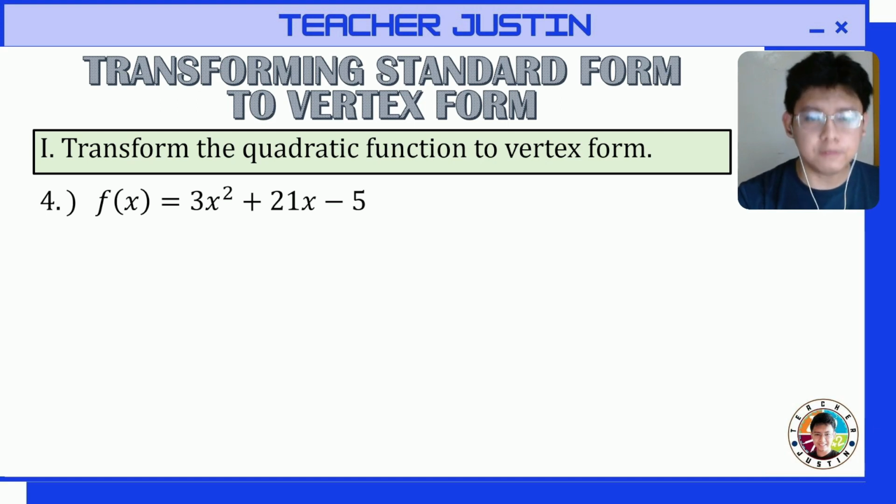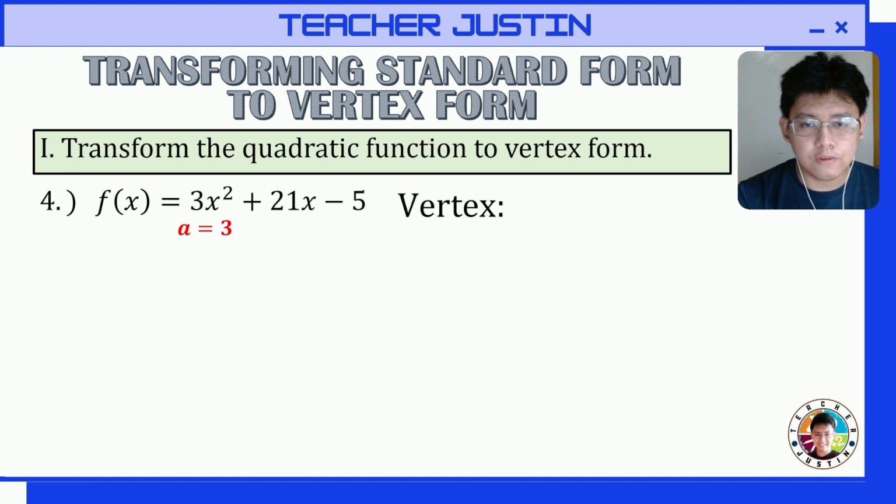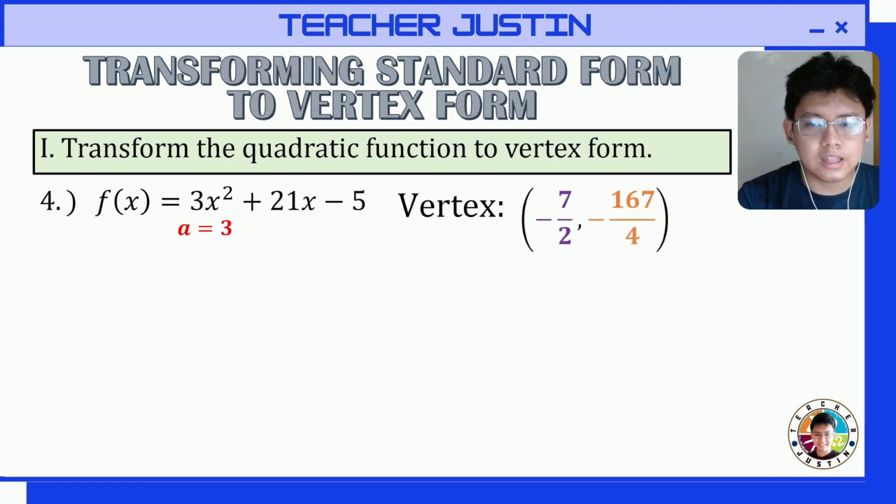So we have f of x is equal to 3x squared plus 21x minus 5. So our first step is to identify the value of a, which is 3. So the value of a is equal to 3. Then let's find the vertex. So our vertex, we already got it before. The vertex of this quadratic function is negative 7 over 2, negative 167 over 4.